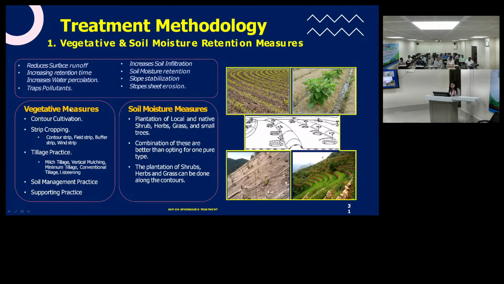There are two measures: vegetative measures and soil moisture measures. In vegetative measures, we can go for contour cultivation, strip cropping, tillage practice, soil management practice, and supporting practice. For soil moisture measures, we can go for plantation of local shrubs or herbs. If you see in some landslide prone areas, people do construction, for example, they put some wires and then they arrest the flow of that soil. So those can be done. A combination of those can be done, and we can plant shrubs and herbs.